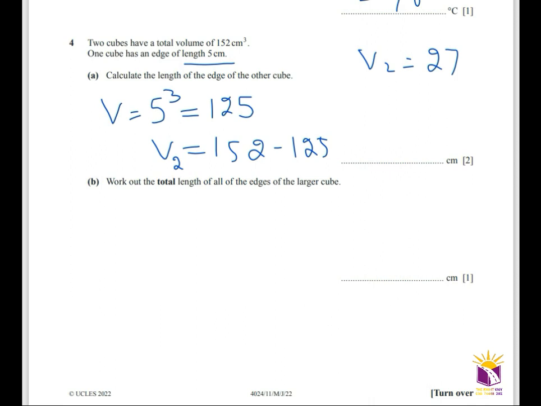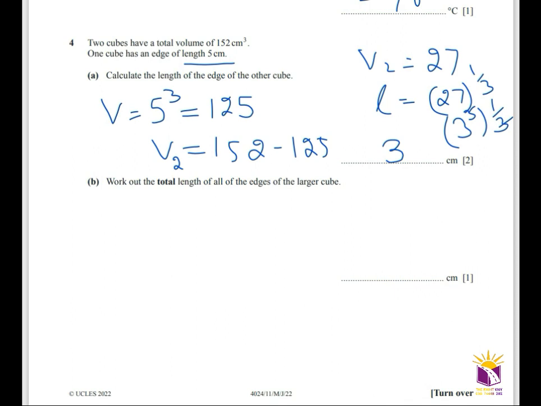And length will become 27 power 1 by 3, and the cube root of 27 is 3, because 3 power 3 is 27, whole power 1 by 3, 3 cancel out with 3, and we will get the answer of the length of the second cube, which will be equal to 3.